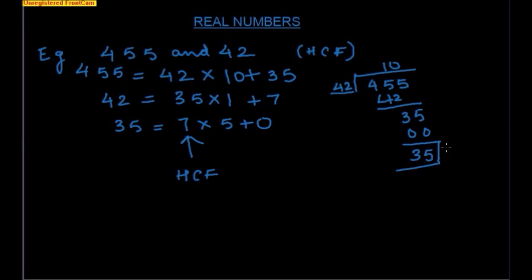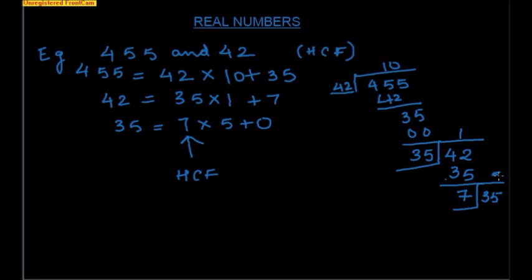Now to find out the HCF, we now take 42 divided by 35. When I divide this, I take 1, 35, the remainder is 7. Now see, 42 here has been written as 35 into the quotient 1 plus the remainder 7. I divide again.